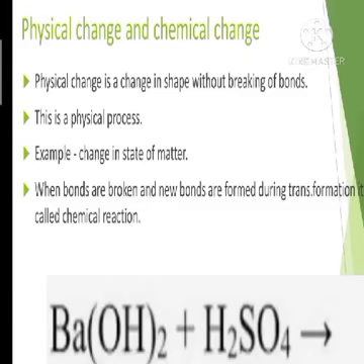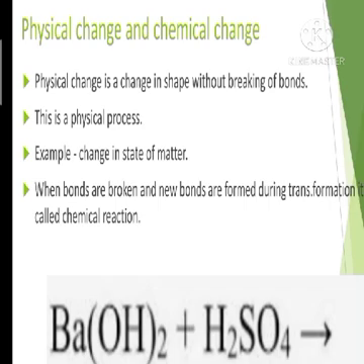Chemical compounds undergo two types of changes. What are the two types of changes? Physical change and chemical change. What is physical change? Physical change refers to a change in shape without breaking of bonds. So it is a physical process. Change of state of matter is a physical process. For example, when ice is melting into water or when water becomes vapor, these are all changes in the state of matter, isn't it? So this is an example of a physical process.